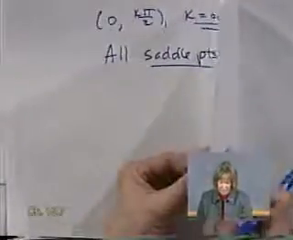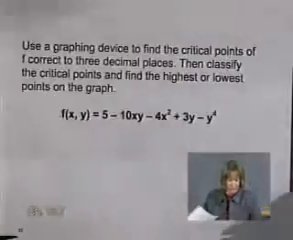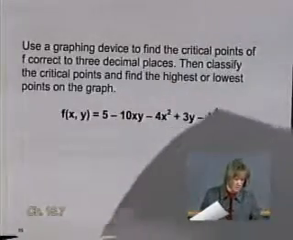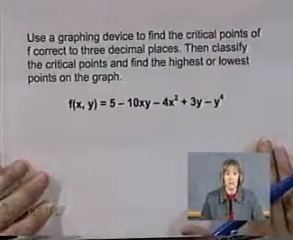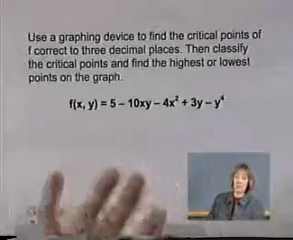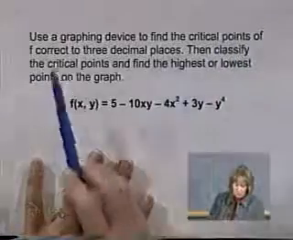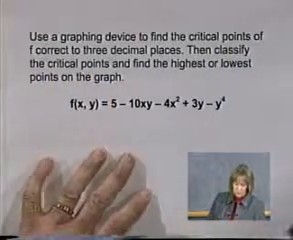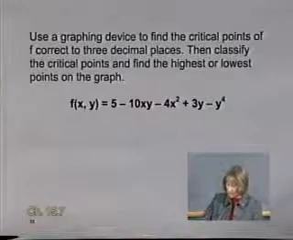Okay, the next one that I chose for us to look at is one where a lot of times the equation you go to solve isn't so easy to solve. You know, paper and pencil doesn't seem to be doing the trick. So in this particular one, they're asking us to use a graphing device to find the critical points. Your critical points are your candidates, those that make your two first partials equal to 0. The critical points of f, they want us to do it to 3 decimals, and then they want us to classify these critical points and find the highest or lowest points on the graph.